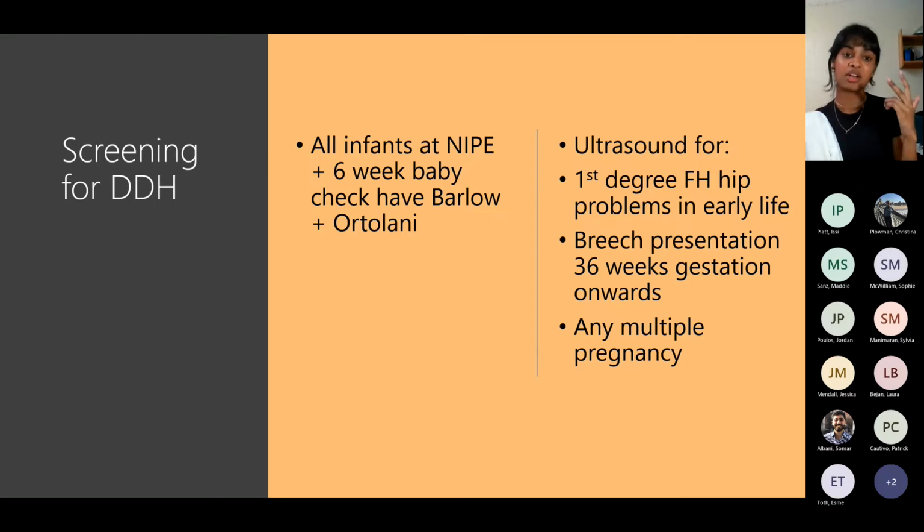So it's just 3 things for the ultrasound: a first-degree relative with a family history of problems when they were younger, breech presentation, and multiple pregnancy. And then just remember that everyone gets Barlow and Ortolani's. So yeah, that was a bit of a whistle-stop tour.